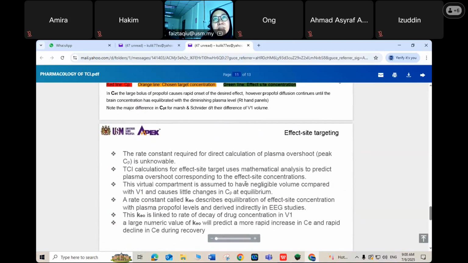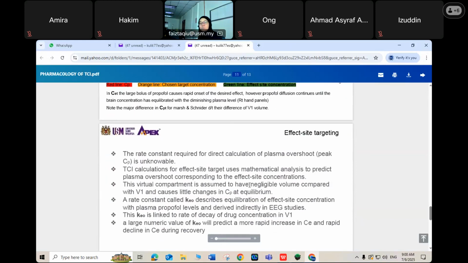Oh, ada lagi. Okay, effect site targeting. So sama juga, I just repeat balik apa yang tu. Okay, rate constant is required, betul. So is required but we do not know. The peak overshoot tadi tengok tak? Memang machine akan overshoot. Sama ada besar atau kecil je, dia akan overshoot. But the actual takat mana yang sepatutnya dia overshoot, we do not know. Okay. And the same thing, it is a calculation based on mathematical equation that they come with the algorithm.